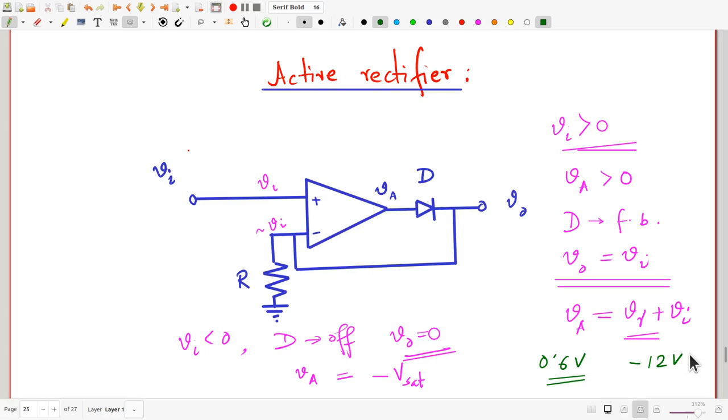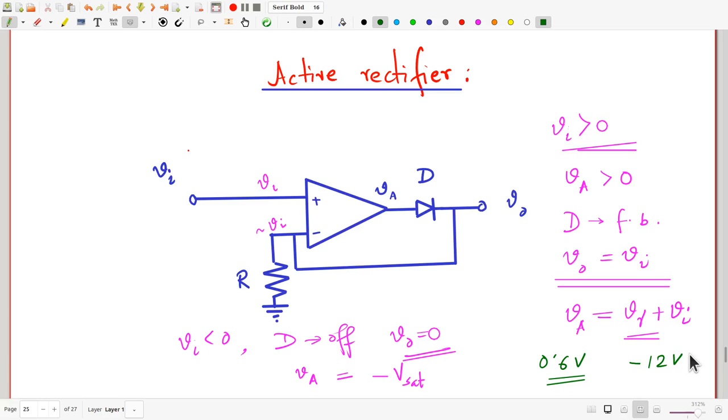You can buy high-speed op-amps from the market, and op-amps which have much higher slew rates, let's say something like 100 volts per microsecond, are easily available. They are more expensive, of course. So if you really want to work at high frequencies, those op-amps would be a good choice. But they would, of course, cost more.